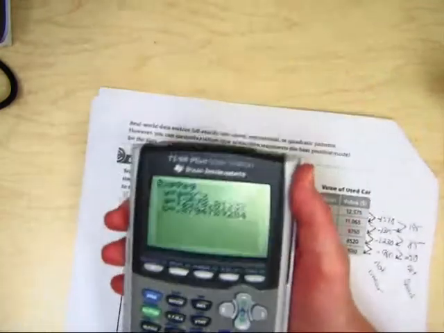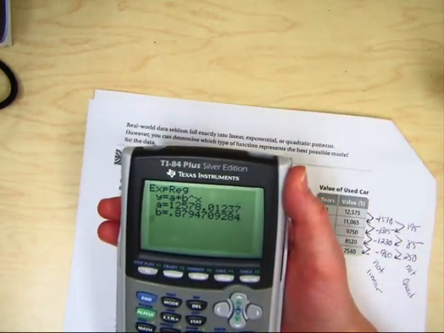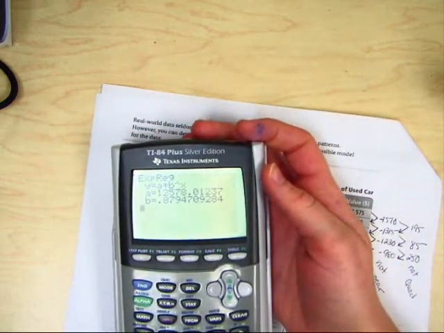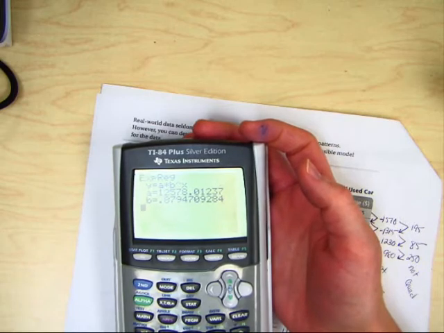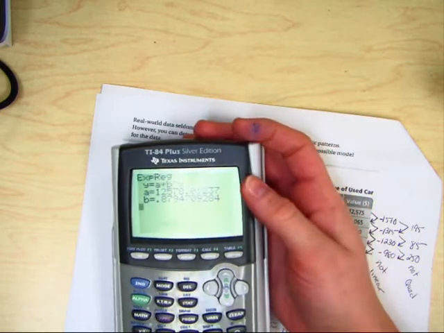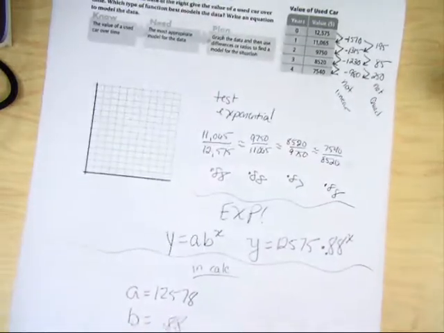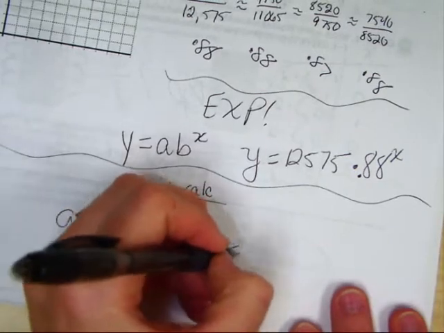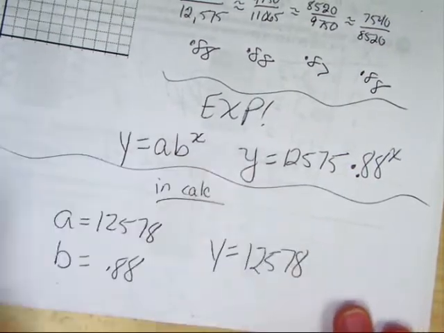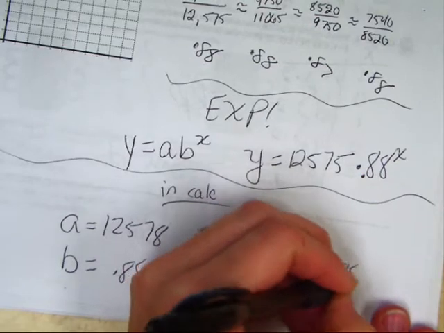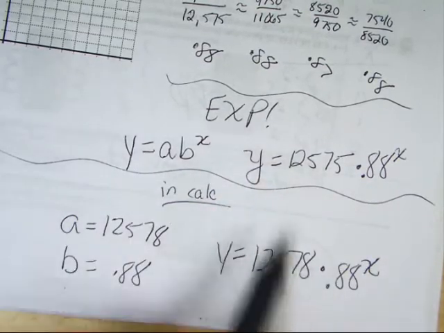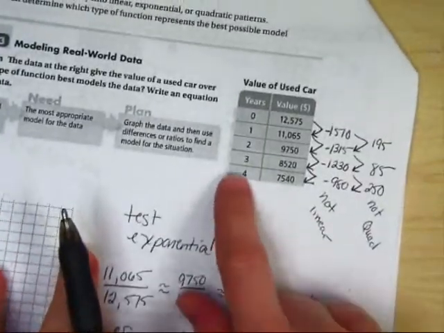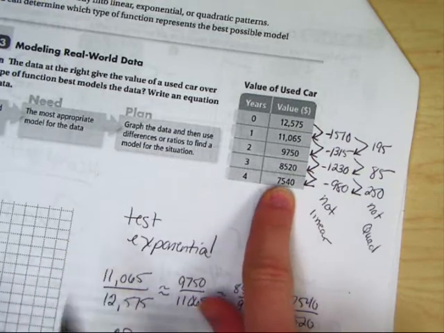Okay, so in the calculator, it says that a is 12,578, which is pretty darn close to what we have, and it tells us that b is 0.88 if we round. So we got a pretty good answer, especially since it's almost exactly what we got in our calculator. So our calculator answer is 12,578 times 0.88 to the x. And what that means is that you could take any of these x values and plug them in, and you'll get an answer. For example, let's plug in 4.